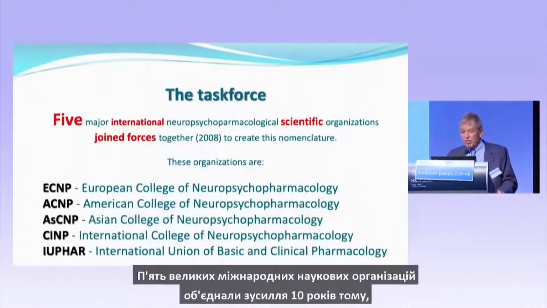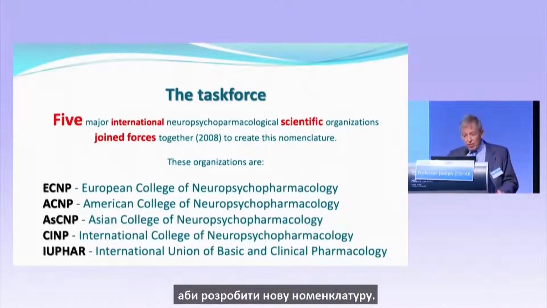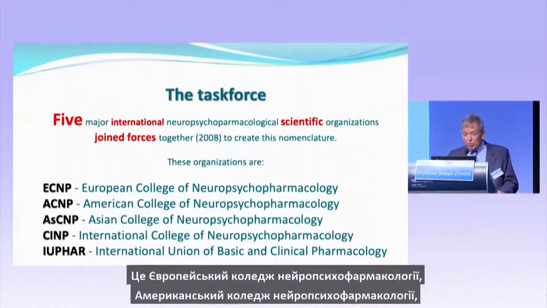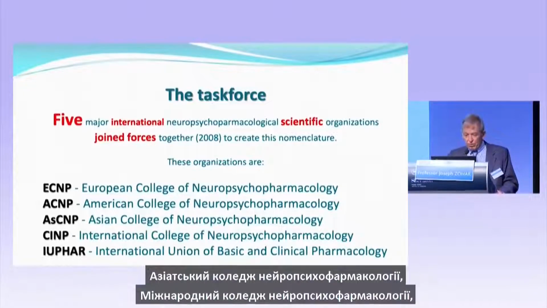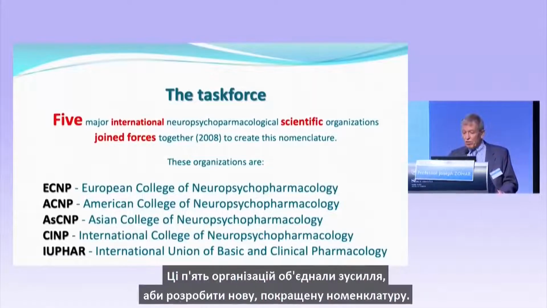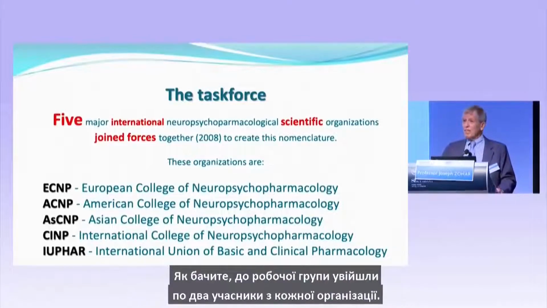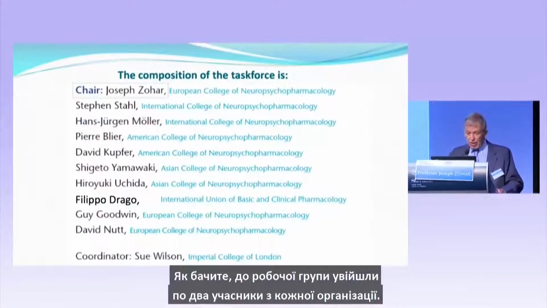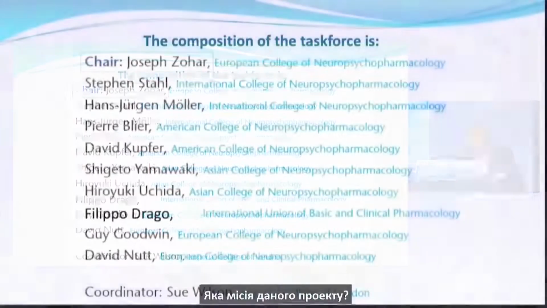5 major international organizations joined forces 10 years ago in order to come up with new nomenclature. This includes the ECNP, the ACNP, the ASEAN College, the CINP, the International College, and IUPHAR, the International Union of Basic and Clinical Pharmacology. All of these 5 organizations joined forces in order to come up with a better, updated type of nomenclature. In the task force, you see 2 members of each organization.